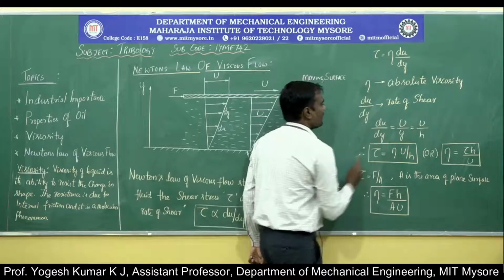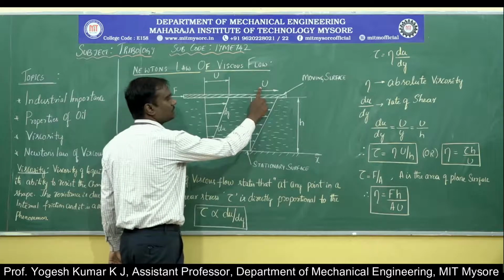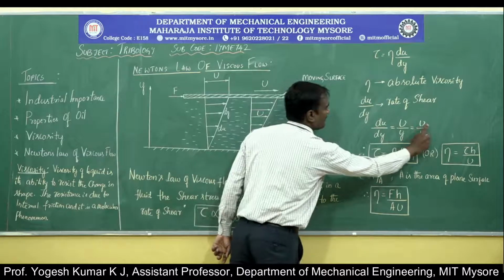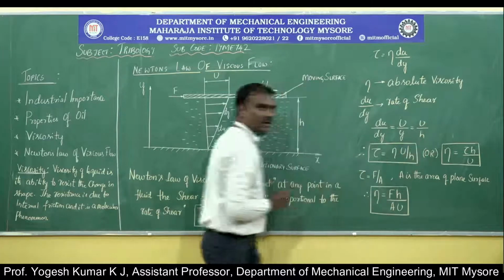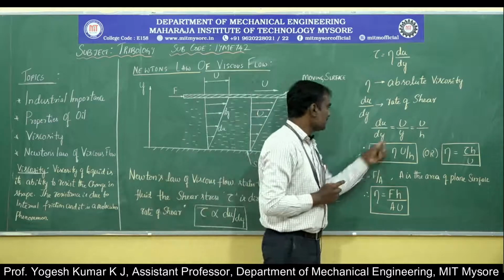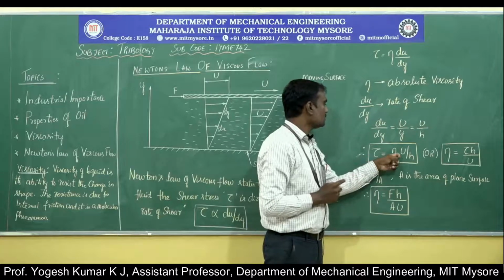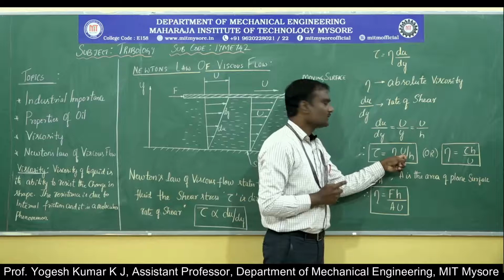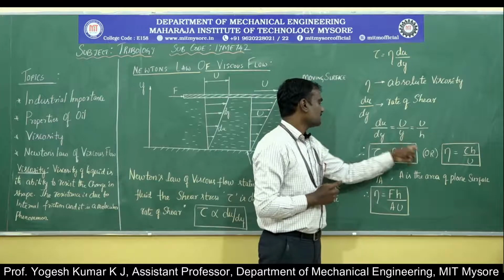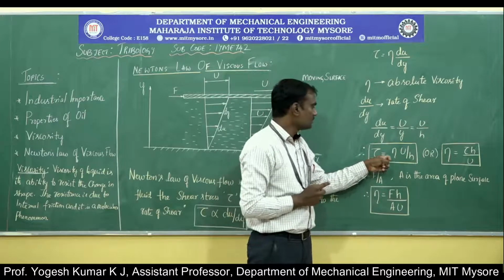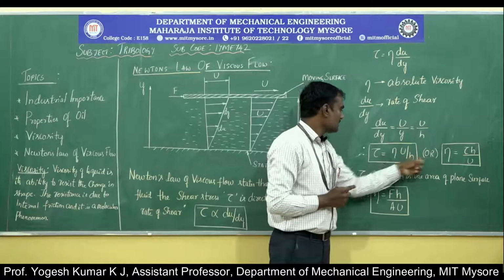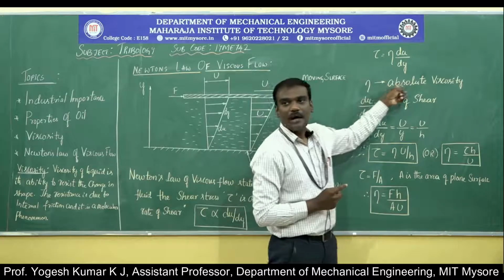We know the velocity of the moving surface is u, and the distance we call y. So du by dy can also be represented by the velocity and the distance between the two surfaces, two parallel plates, that is h. Thereby, rearranging the above equation, tau equals eta into du by dy, which can be written as u by h. Tau equals eta into u by h. This is an expression for the shear stress induced in the fluid flowing between two parallel plates. Then we can rearrange this equation to get the unknown, that is the absolute viscosity.